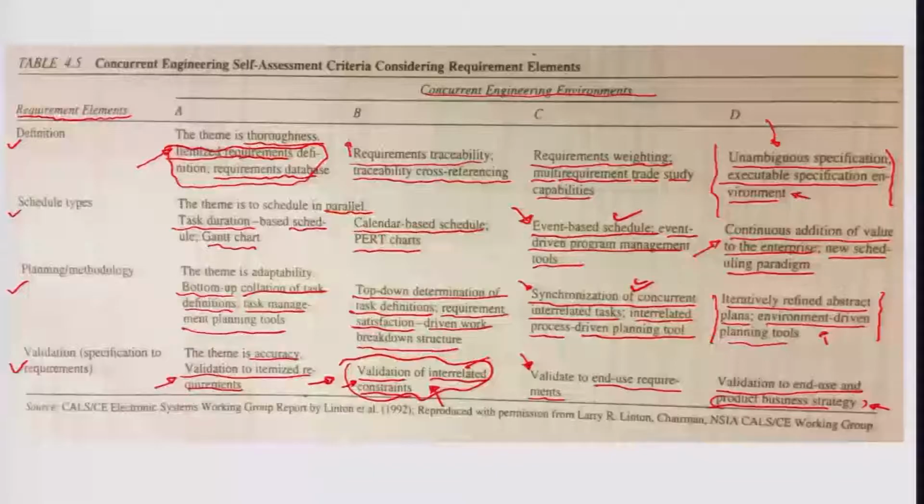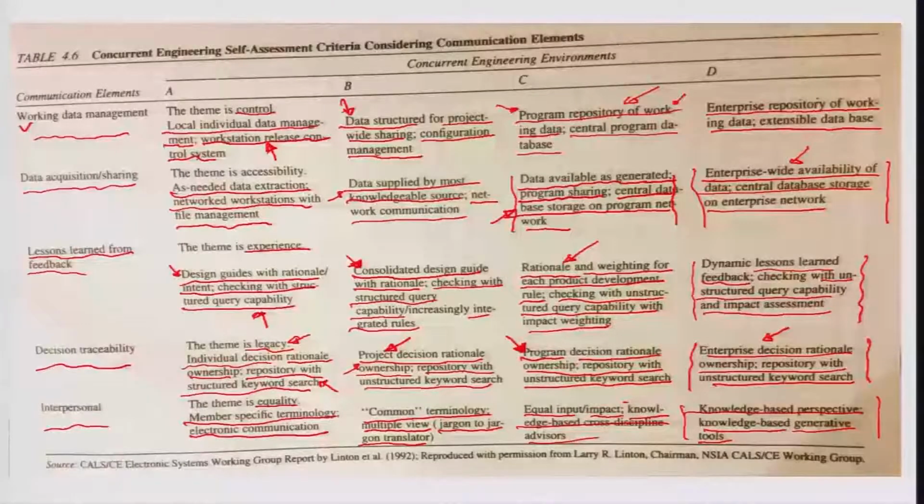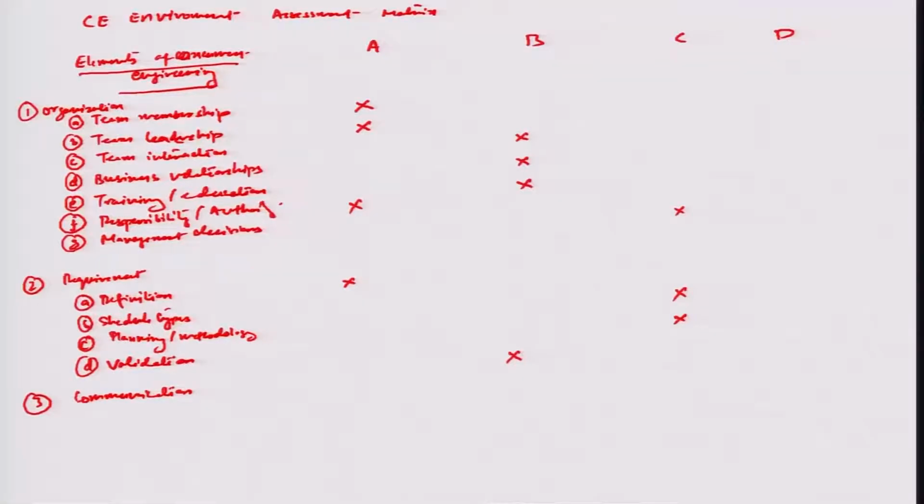If we look at the self-assessment criteria for the communication elements, you can see that level C corresponds to a program repository of working data, a central program database. So this is how things can be done at the program level. When we talk about data management and accessibility, it happens to be at level C. So let's write this sub element here, data management accessibility, at level C.